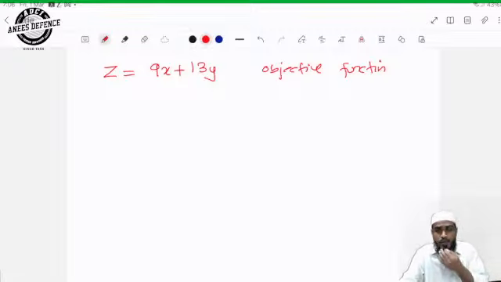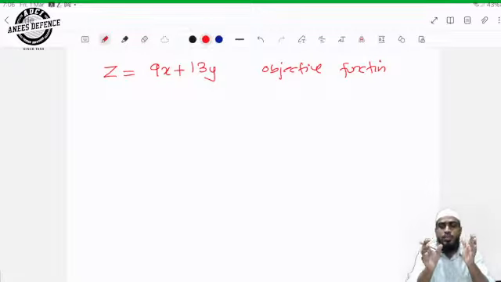For example, in a factory, if we want to get the profit, our aim is to maximize the profit. In case of labor charge, our aim is to minimize the labor charge. So by looking into the task, we will be able to finalize whether we need to maximize or minimize. Such a function is known as the objective function. Here in this problem, the objective function is given as z is equal to 9x plus 13y.